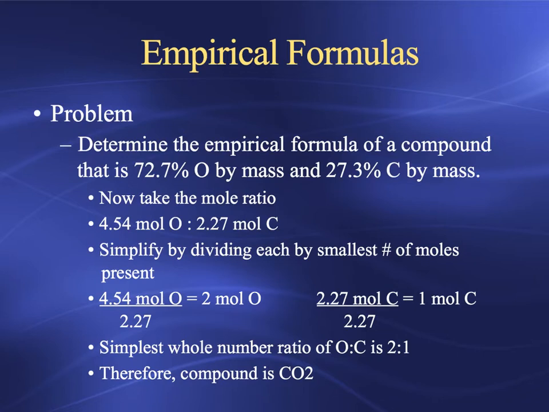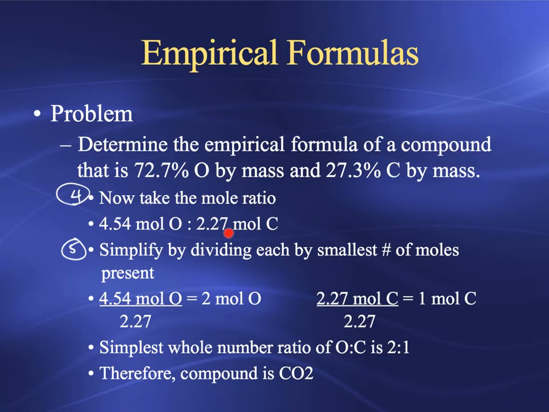All right, step number 4. Now you want to find the mole ratios. Well, we've got 4.54 moles of oxygen to 2.27 moles of carbon, and I want to simplify this down, because this is not an easy way to do it. So simplify by dividing each by the smallest number of moles present. Okay, so step 5: divide by the smallest number of moles present.